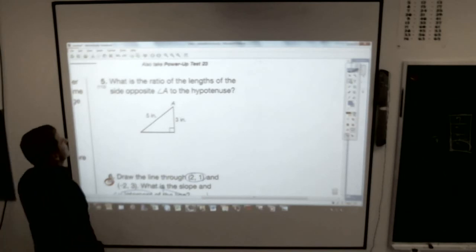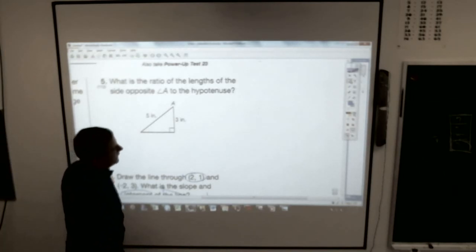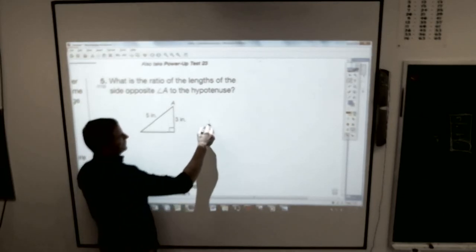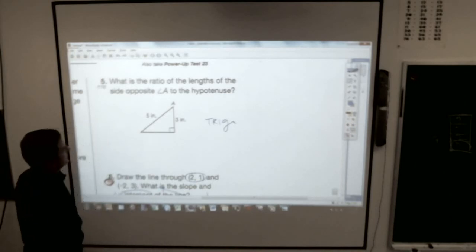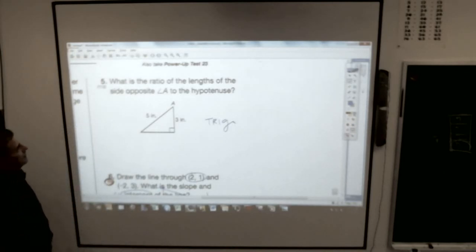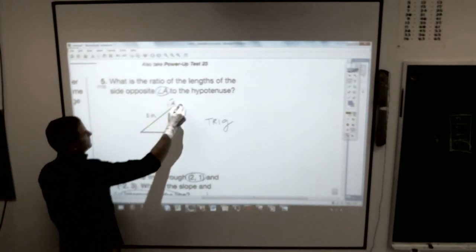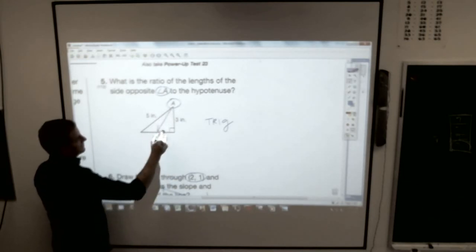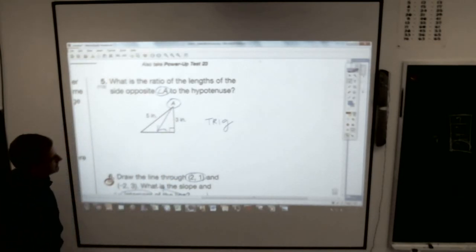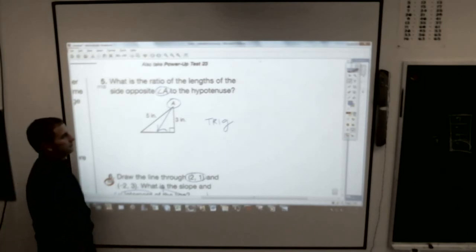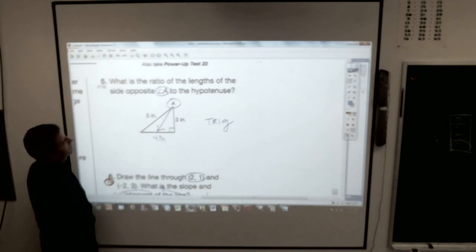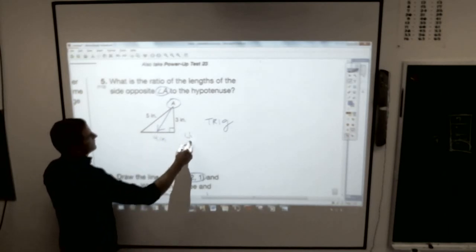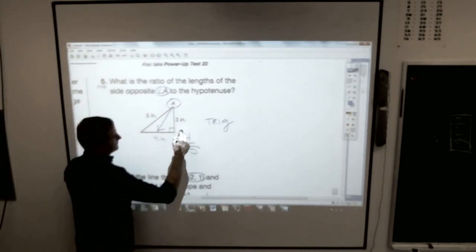Oh, so you will have your ratio of the lengths of the side opposite to the A to the hypotenuse, so make sure you have your trig functions with you. What are we looking for? Oh, I guess we don't need our trig functions because it just says side opposite. We're looking at angle A, that's important. There is no number for side opposite, so you have to find that. Is that a Pythagorean triple? Yeah, it must be 4 inches. Opposite of A is 4 to hypotenuse 5.